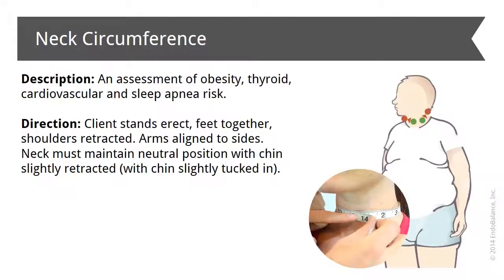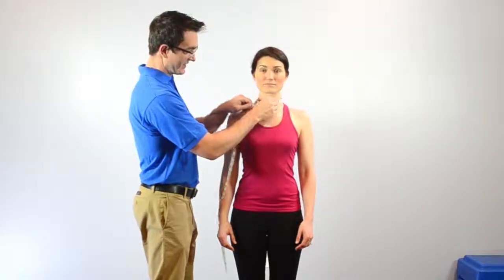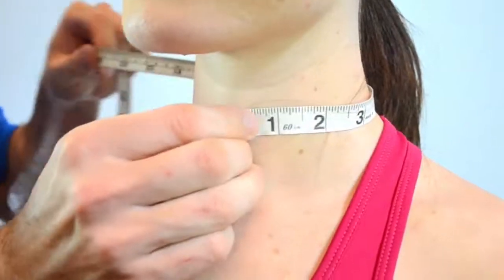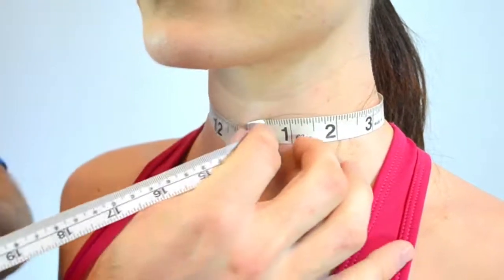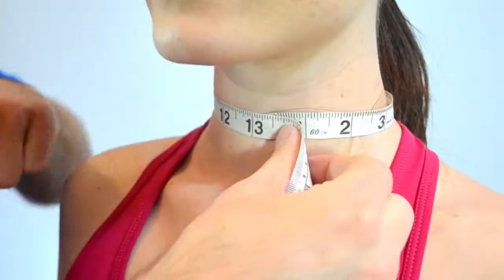Neck circumference. Description: a general assessment of obesity, thyroid, cardiovascular, and sleep apnea risk. Direction: client stands erect, feet together, shoulders retracted, arms aligned to sides. Neck must maintain neutral position with chin slightly tucked in. Measurement is taken at the base of the neck.